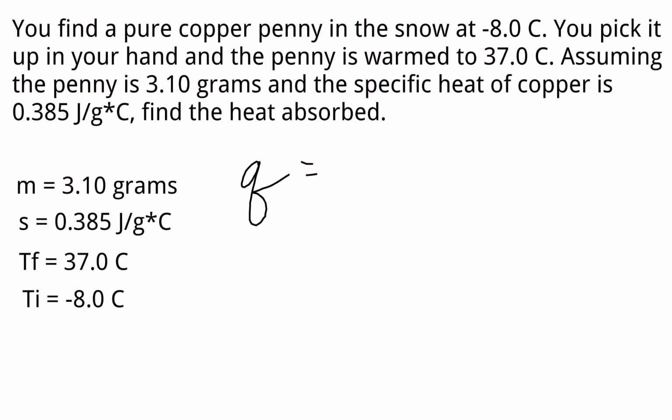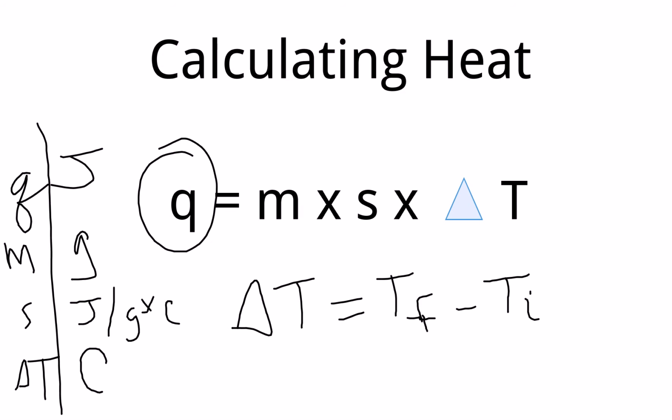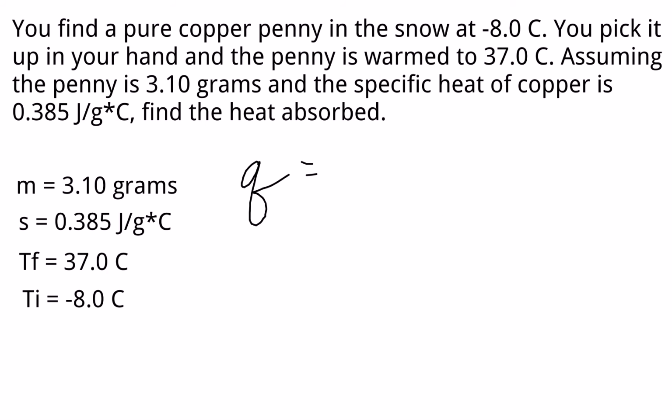And so I listed here all of the knowns that we have. We know, if we come back to this equation, that Q is equal to mass times specific heat times the change in temperature, which is T final minus T initial. So let's go ahead and find each of those values. So we'll set it up down here. Q is going to be equal to the mass, and you want to make sure your mass is in grams, which it is here, so 3.10.